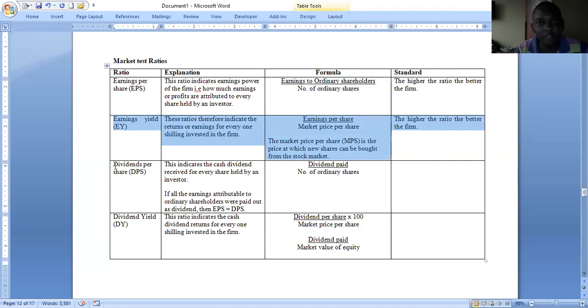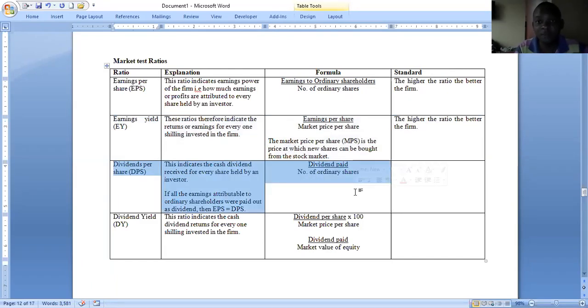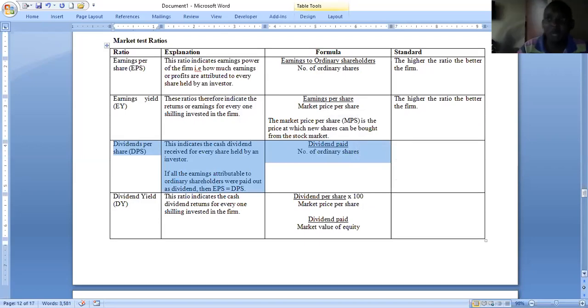Then we have the dividends per share. This is the dividend paid per share. The dividend per share is equal to the dividends paid divided by the number of ordinary shares. This is the money that the shareholder receives for every dividend.